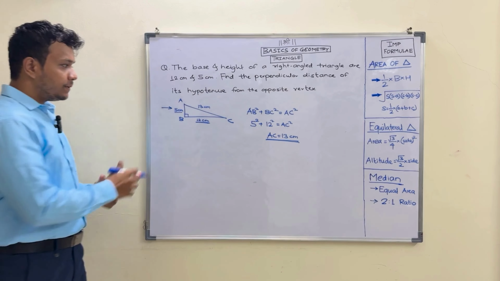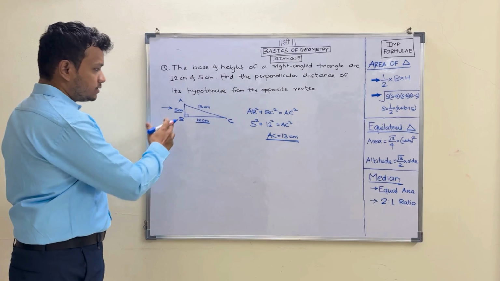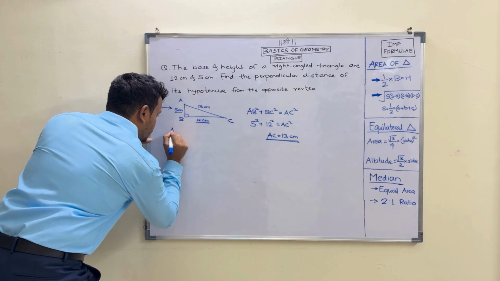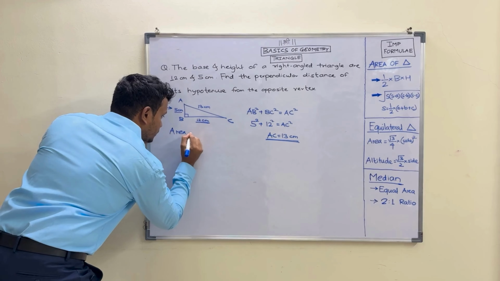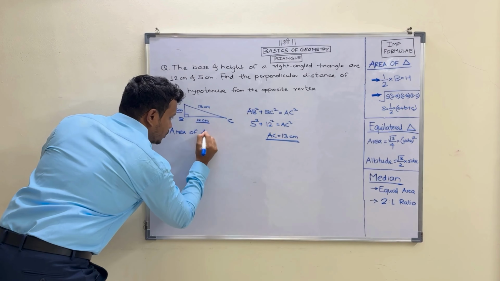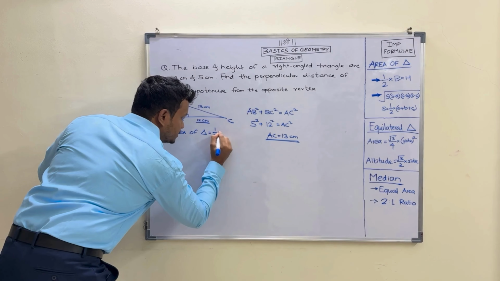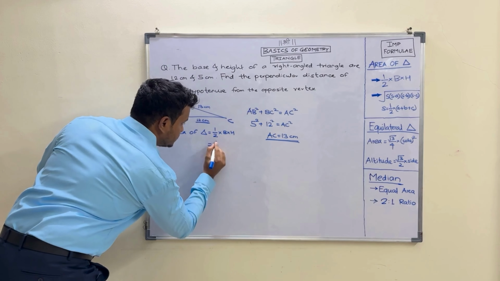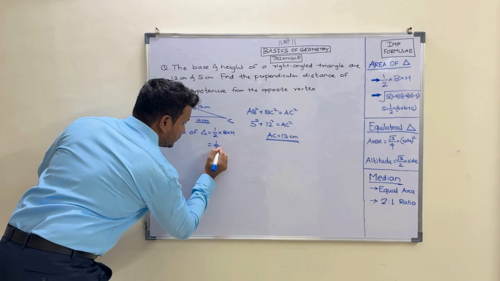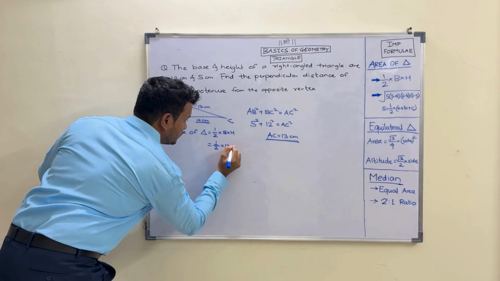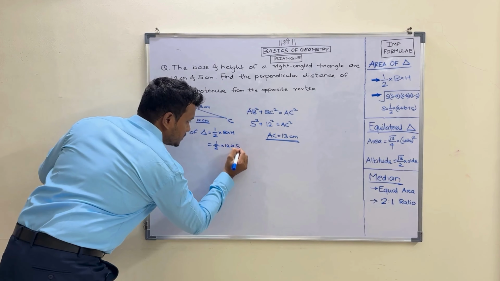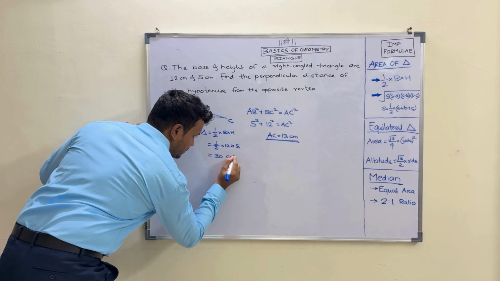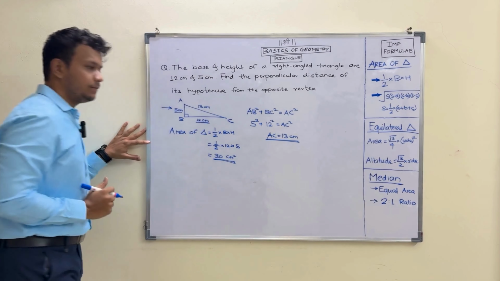Let's calculate the area of this triangle. I have the base, I have the height. How can we compute the area of this triangle? The area of a triangle is 1 by 2 into base into height, right? I'll just put the base value here: 1 by 2, the base is 12 centimeters and my height is 5 centimeters. So the area will be 30 centimeters square. So this is the area of the triangle.